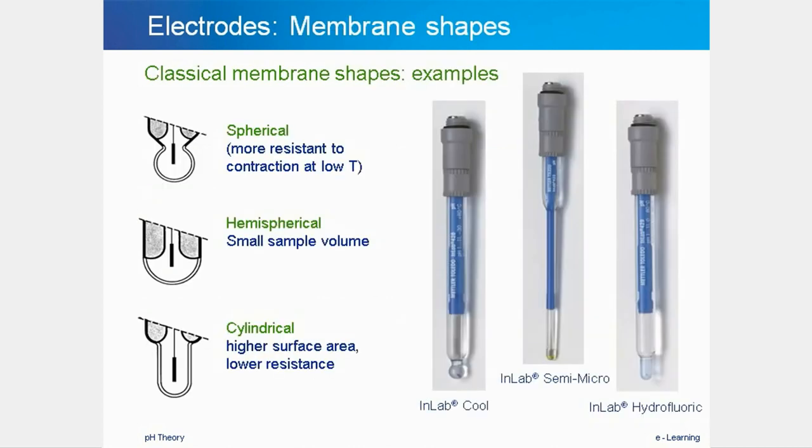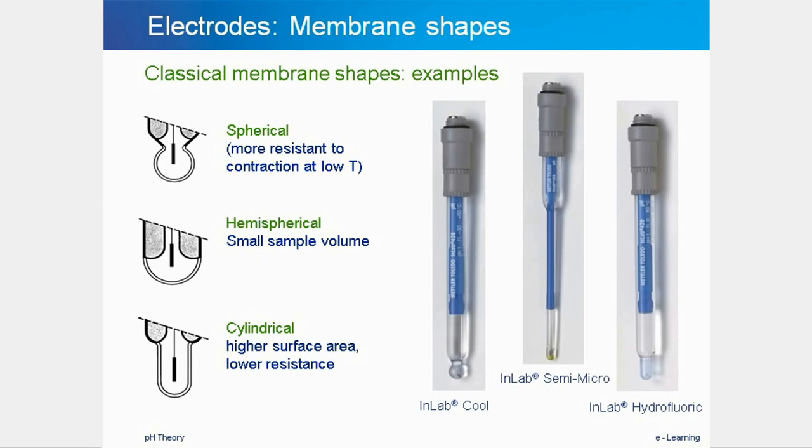The shape of the membrane is important for the reaction of the electrode to the solution. If the membrane is spherical, it is more resistant to contraction at low temperatures and therefore suited to low temperature measurements. An example of this is the InLab 428 electrode, which is shown in the leftmost photograph on the slide. The hemispherical membrane pictured next to it is ideal for small sample volumes, as the whole membrane is in the lower part of the electrode and can be immersed in relatively small sample volumes. In the photograph, the InLab 422 electrode, which is a semi-microelectrode, is shown.